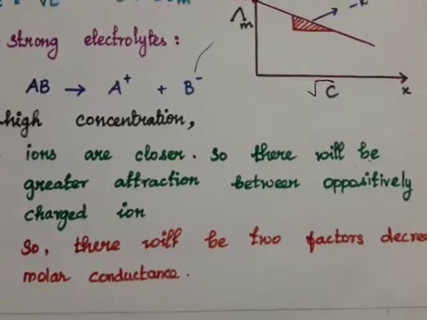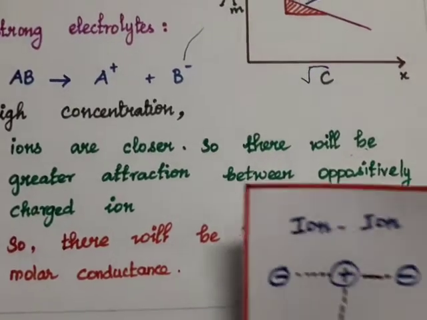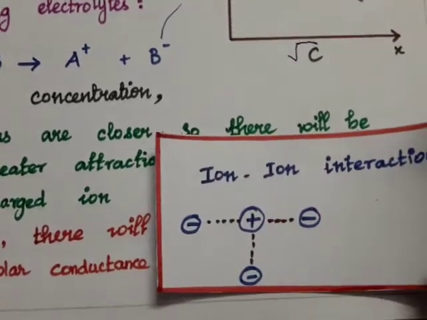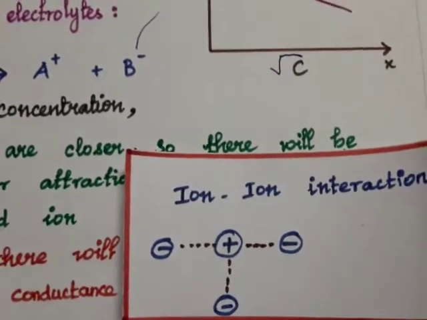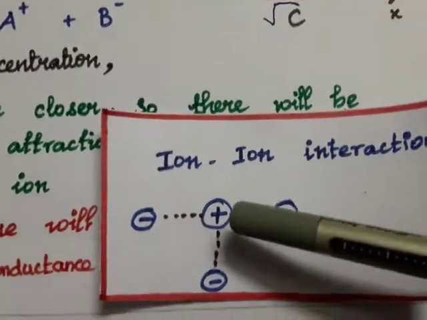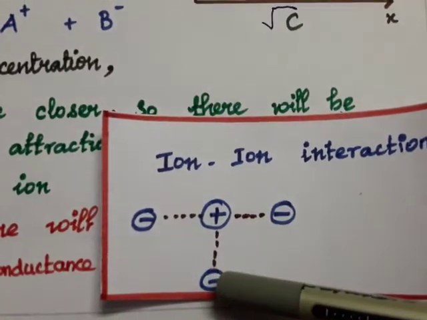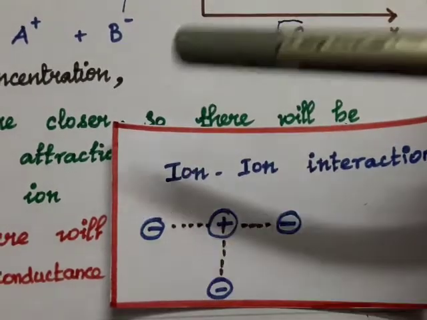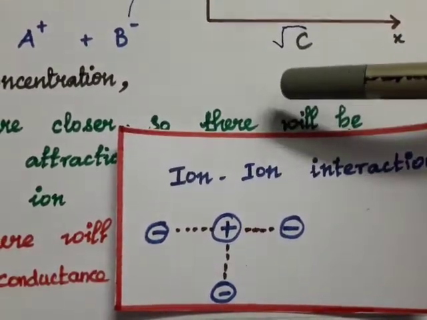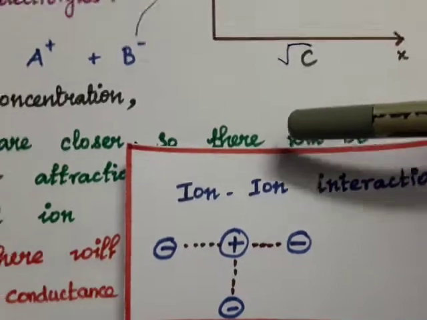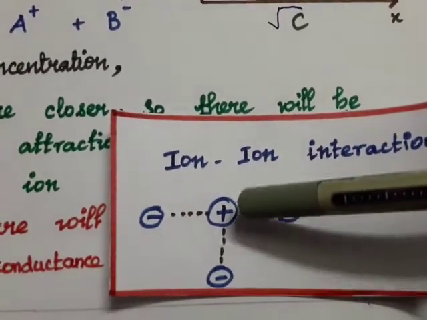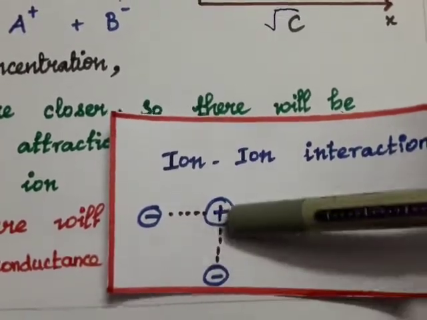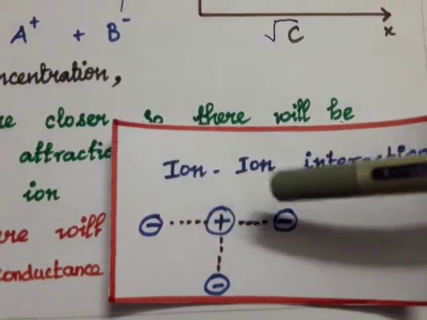So what are the two factors? The first factor is ion-ion interaction. As we have discussed, we have positive and negative ions. If they are closer together, as we have seen, at high concentration all the ions will be closer together, right? So if they are closer together, there will be attraction between the oppositely charged ions, right?